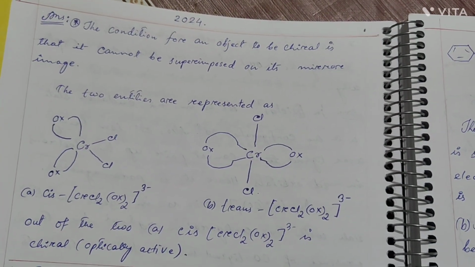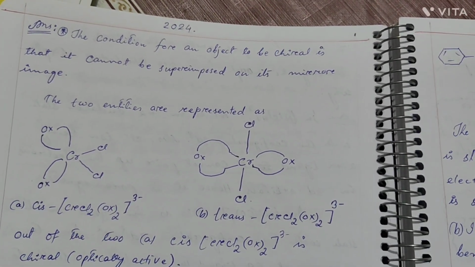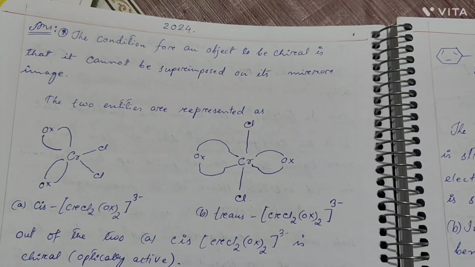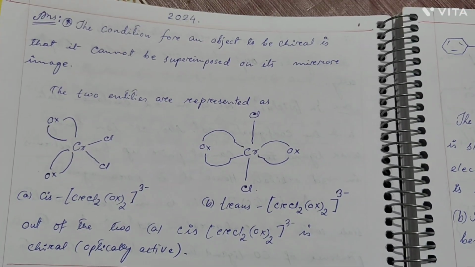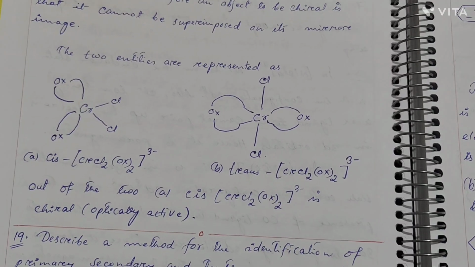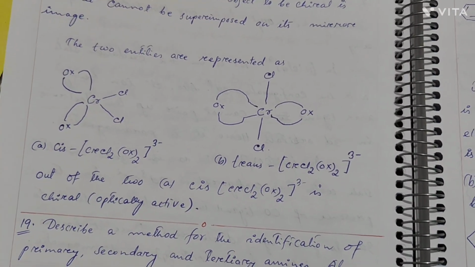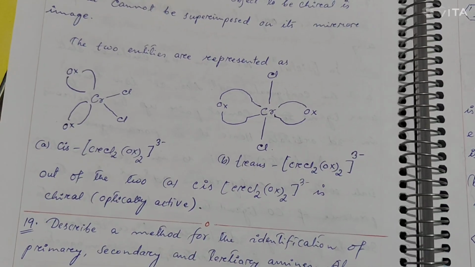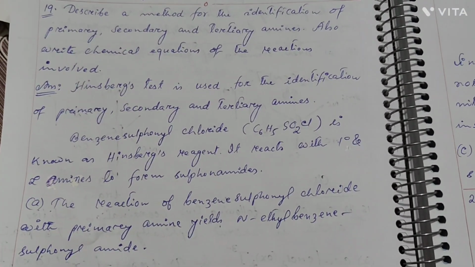The condition for an object to be chiral is that it cannot be superimposed on its mirror image. The two entities are represented like this: cis isomer, trans isomer. Out of the two, cis is chiral, that is, optically active. Next, coming to question number 19.